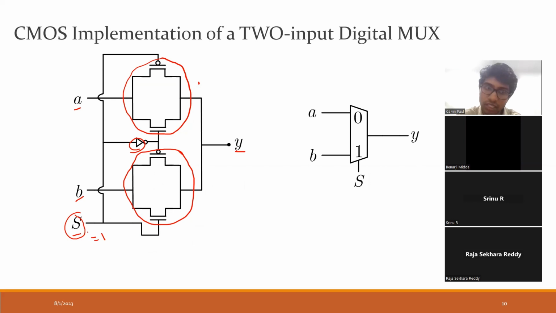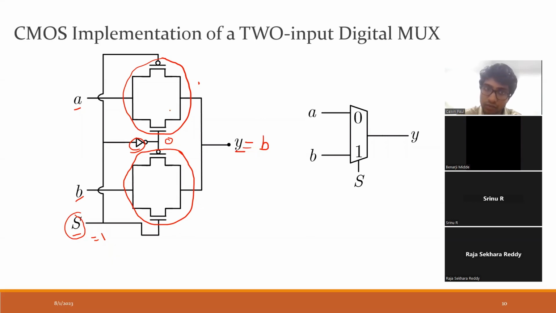Now I assume I give the select line logic 1. If I give select line logic 1, then this NMOS of the transmission gate is high, so this is turned on. And this S goes through this NOT gate, and the value over here is 0. So this PMOS transistor also will turn on. So effectively this transmission gate is on, and at the output Y, I will get B.